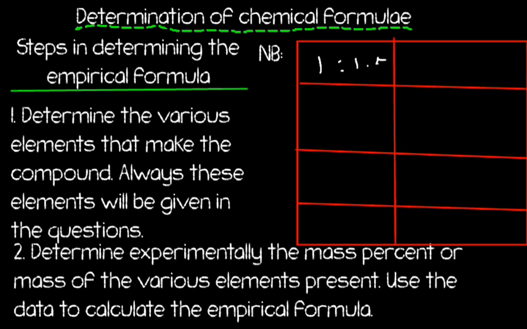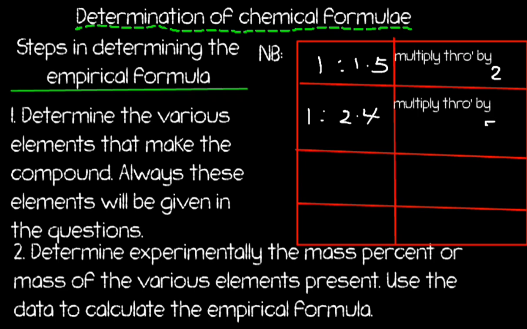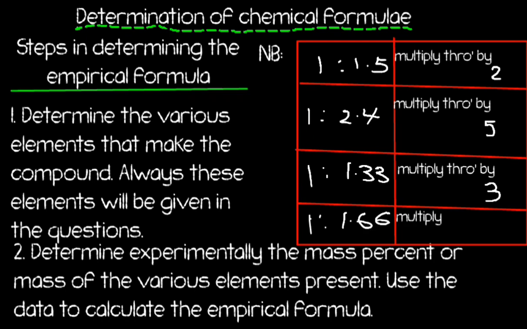So note these numbers. Whenever you get a ratio of 1:1.5, you multiply through by 2. Whenever you get a ratio of 1:2.4, you multiply by 5. When you get 1:1.33, you multiply by 3. And also 1.66, you multiply by 3. Let's move on.